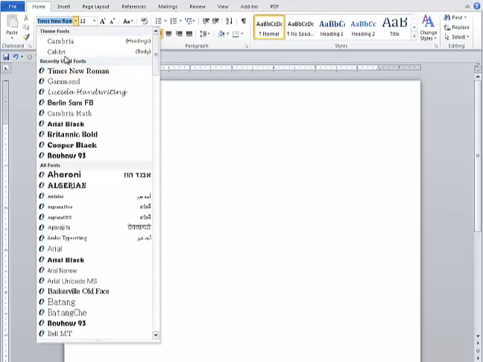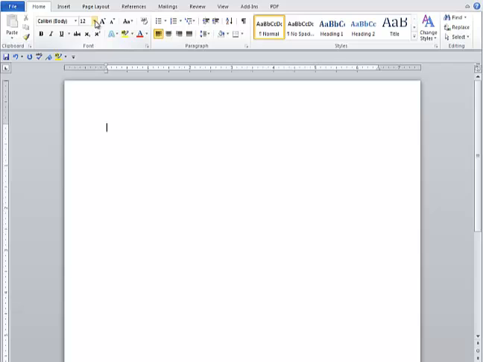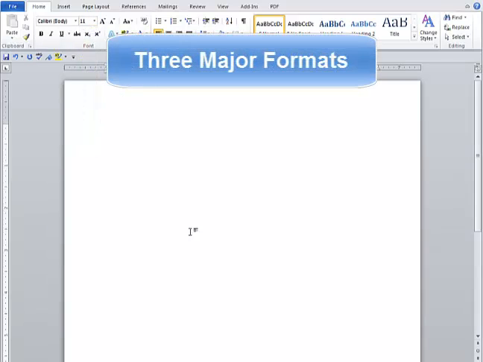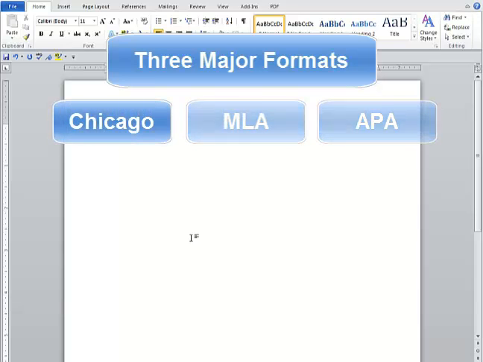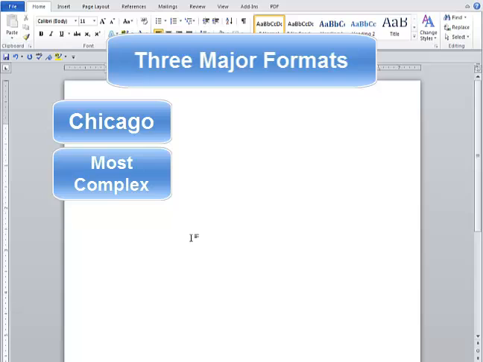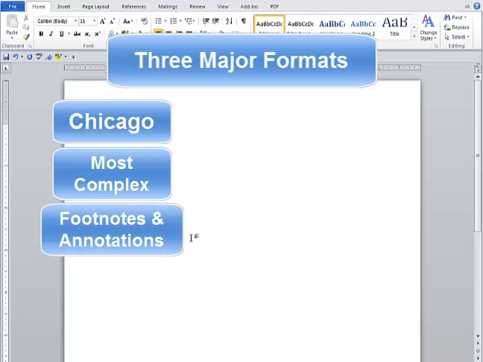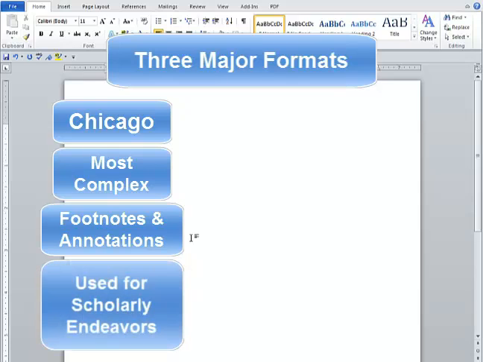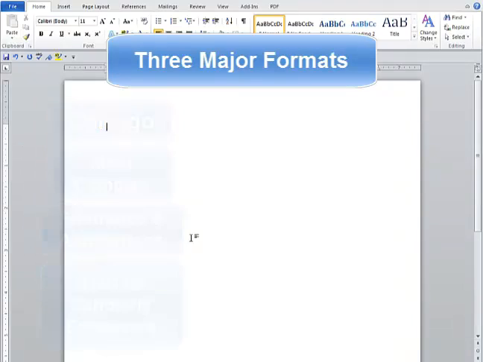Now, I'll tell you, as far as formatting goes, that there are three major formats in the English language: Chicago, MLA, and APA. Chicago is the granddaddy. It's the most complex. It's the one that includes footnotes and annotations at the bottom of pages and so forth. It's very nice. More scholarly endeavors usually use Chicago. History professors oftentimes use Chicago, and so on.